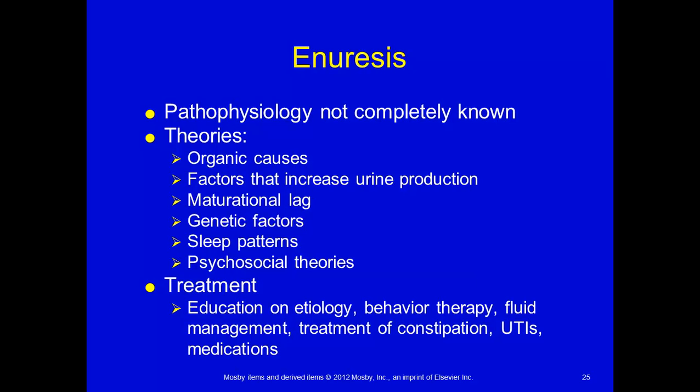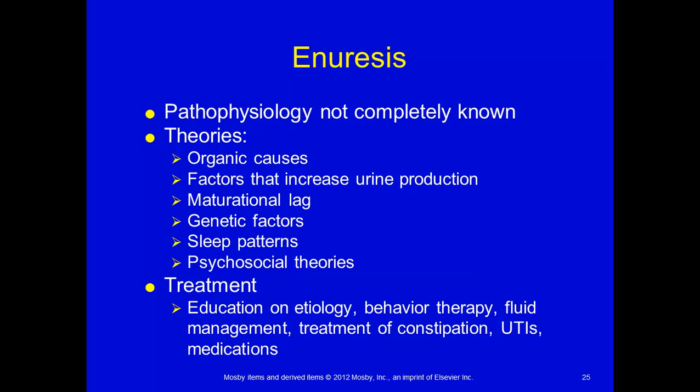The pathophysiology is not completely understood, both for primary and secondary, of why a child would not achieve continence by 5, or would and then lose it again. But there are a lot of different theories, a lot of different reasons, or maybe a combination of reasons that might cause this.